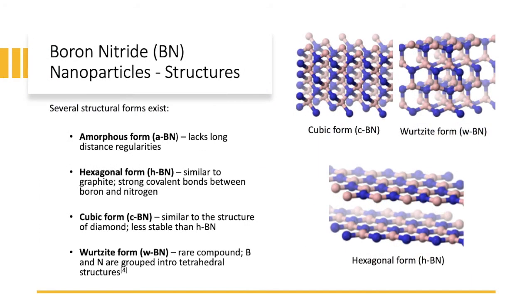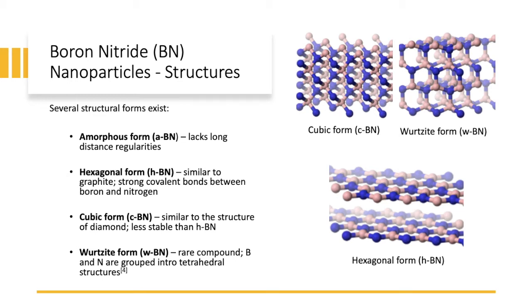These structures come in several forms: amorphous, hexagonal, cubic, and wurtzite. The amorphous form lacks long-distance regularities. The hexagonal form, similar to graphite in nature, has strong covalent bonds between boron and nitrogen. The cubic form is similar to the structure of diamond, but less stable than HBN, which is the hexagonal form. And the wurtzite form is a more rare compound, where the boron and nitrogen are grouped into tetrahedral structures.